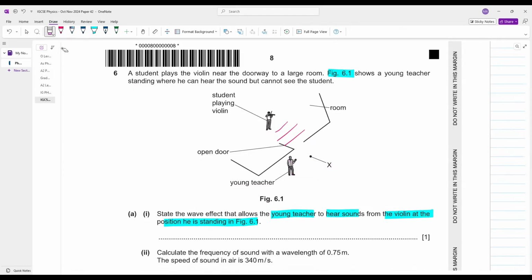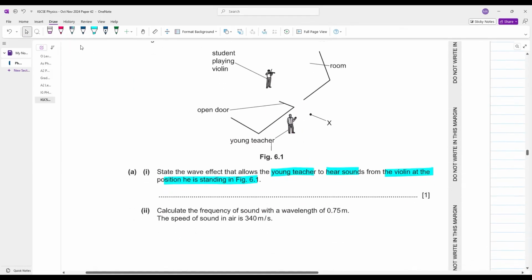What is happening? Diffraction. Let's write it down. Basic diffraction is happening. Okay.